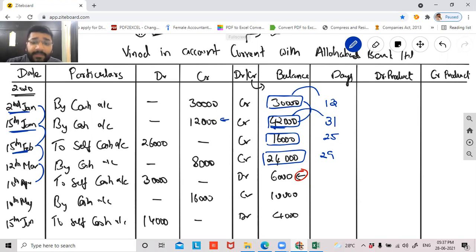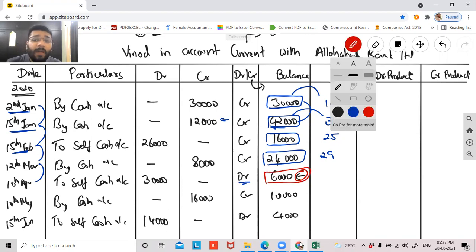The 6,000 rupees is now negative. Debit balance. So on this 6,000 rupees, who is enjoying it? The bank or Vinod? Vinod. Then for how many days is Vinod enjoying this 6,000 rupees?